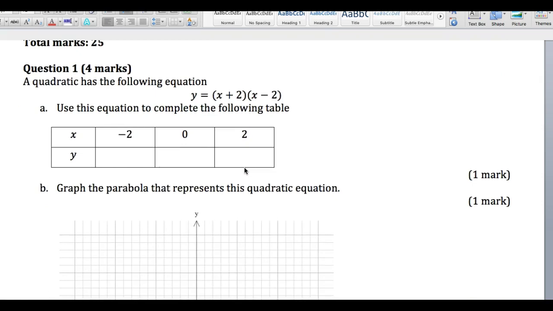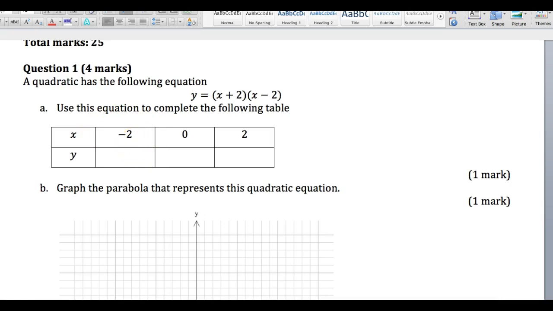Question 1. A quadratic has the following equation: y equals (x plus 2)(x minus 2). First of all, use this equation to complete the following table. I had a few questions today with this one, and it just threw people. This basically just means, what does y equal when x equals negative 2?